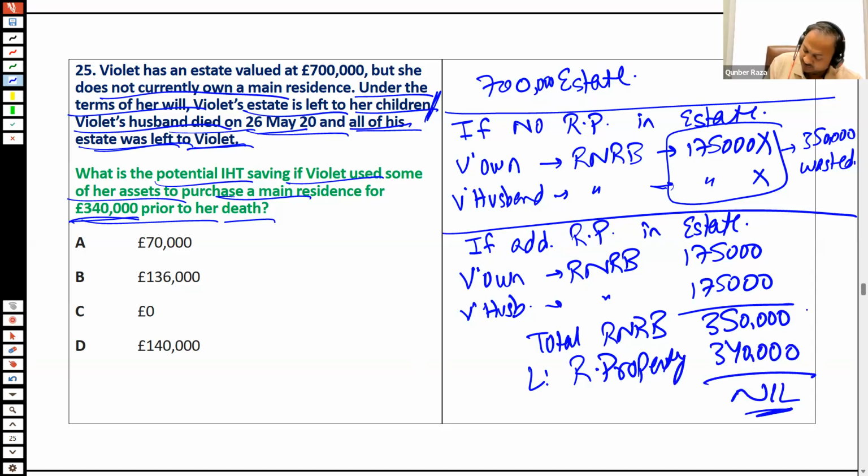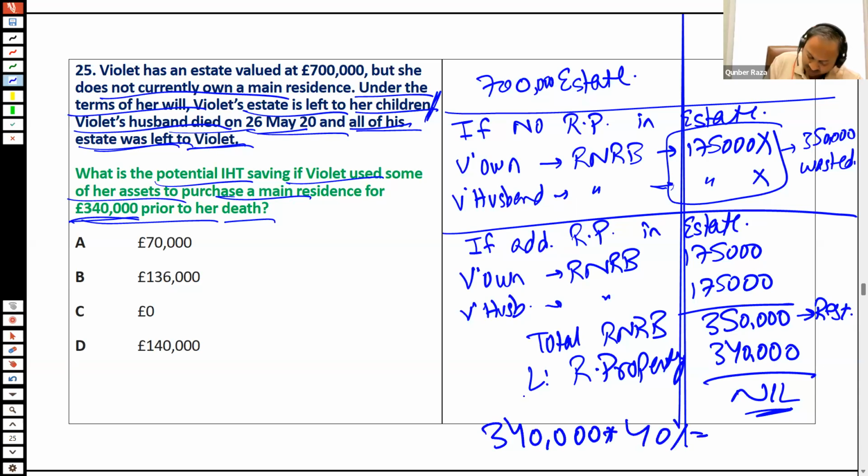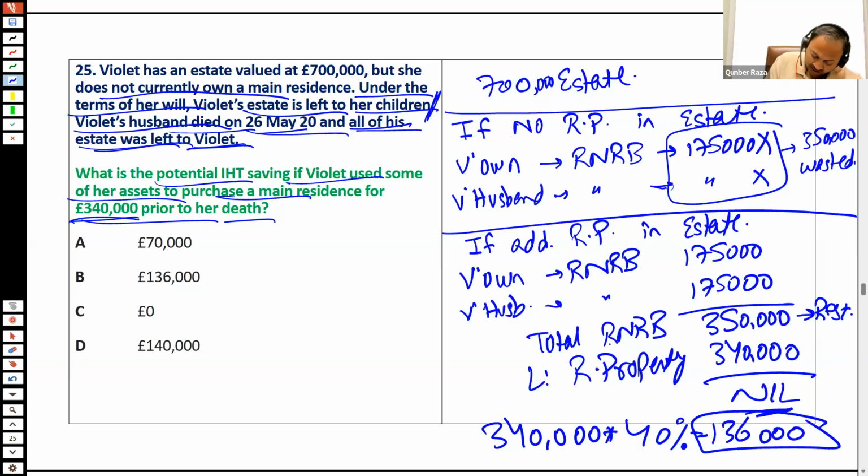So since RNRB would then be restricted to 340, it means 340,000 multiplied by 40%, or 340,000 into 120%, which somewhat translates into 136,000 of IHT saved. So can I say that somewhat 150,000 of IHT would be saved? Is this clear? 136,000. Does it make sense to you guys?